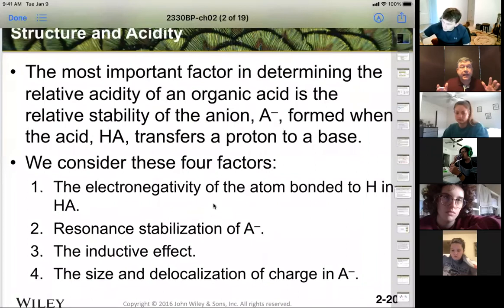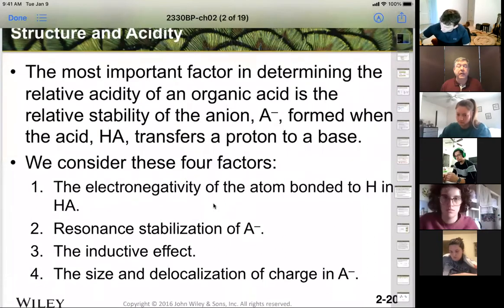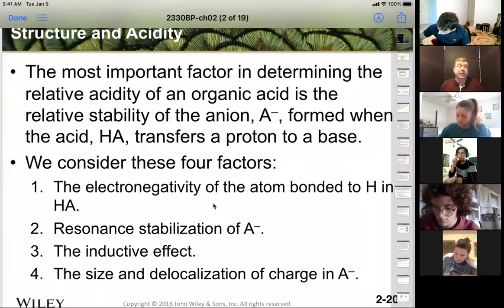Okay. The second thing we're going to look at is the resonance stability of the conjugate base. Okay. What I mean by that is, can we stabilize that charge over more than one atom? If we can stabilize that charge over more than one atom, it's going to become more acidic. And I'll demonstrate that with acetic acid. The next thing we have is the inductive effect.